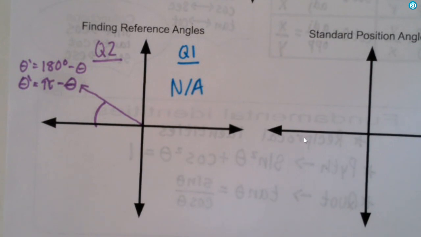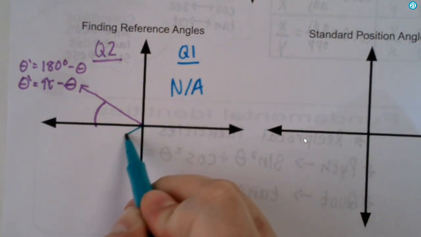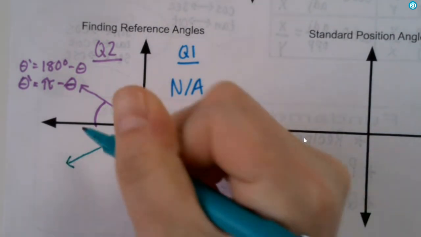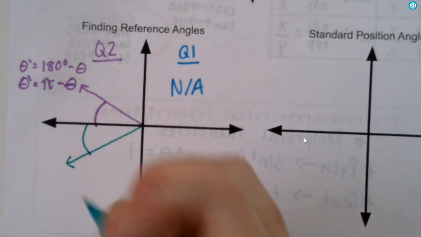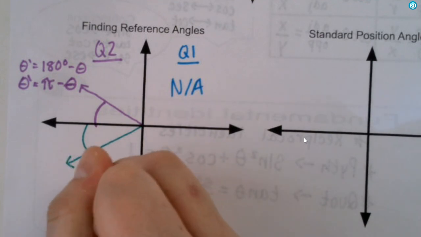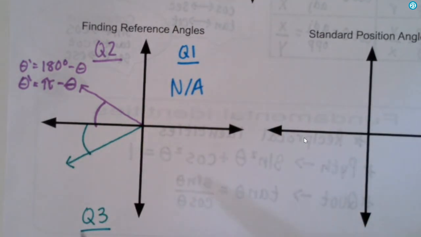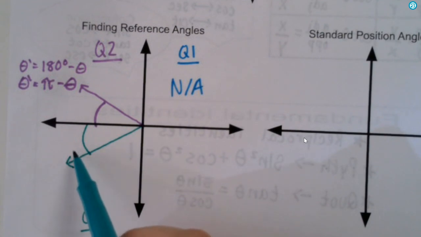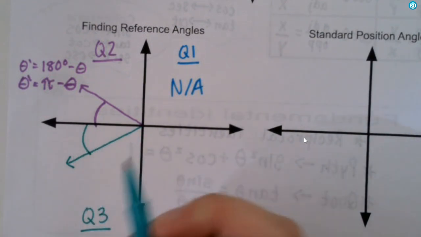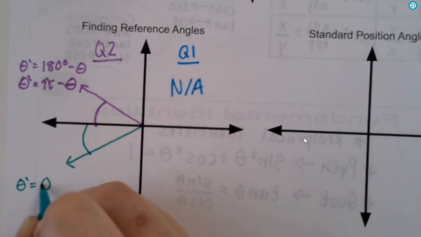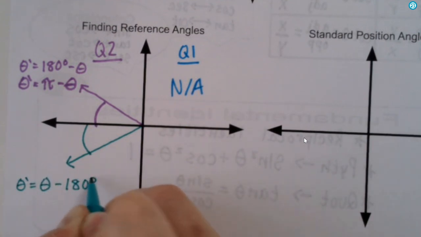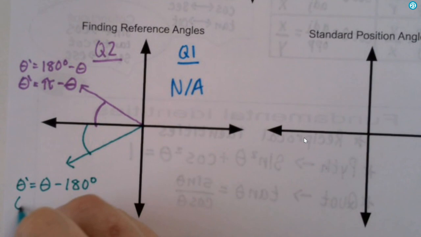If you are in quadrant 3 and you are trying to find your reference angle, your goal is to find this angle right here. For that one, you'll take your angle minus the 180. So theta prime equals theta minus 180 degrees, or theta prime equals theta minus pi.